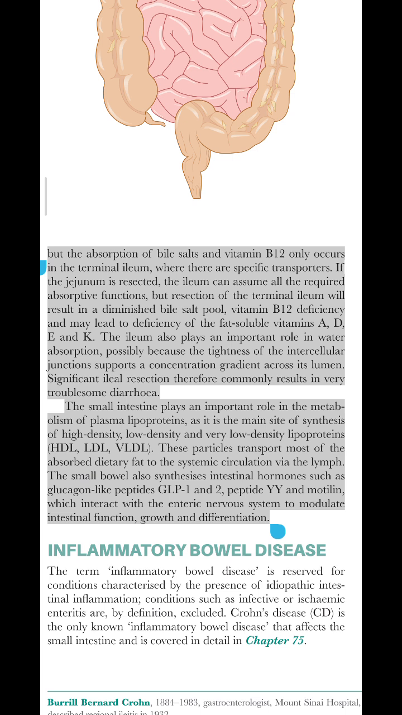The small intestine plays an important role in the metabolism of plasma lipoproteins, as it is the main site of synthesis of high-density, low-density and very low-density lipoproteins, HDL, LDL, VLDL. These particles transport most of the absorbed dietary fat to the systemic circulation via the lymph. The small bowel also synthesizes intestinal hormones such as glucagon-like peptides GLP-1 and 2, peptide YY and motilin, which interact with the enteric nervous system to modulate intestinal function, growth and differentiation.